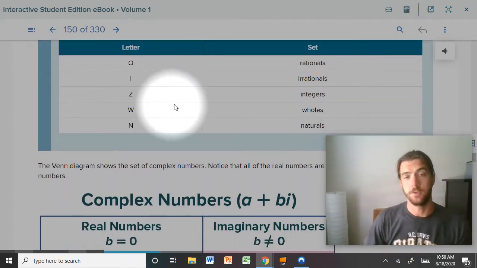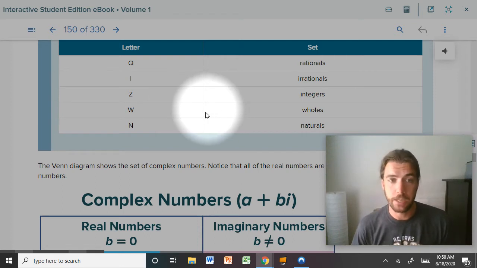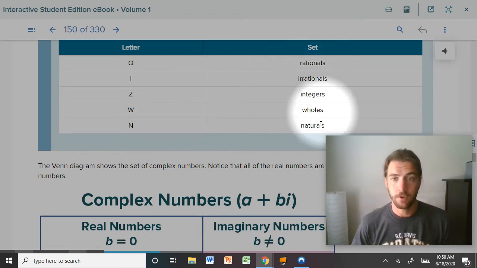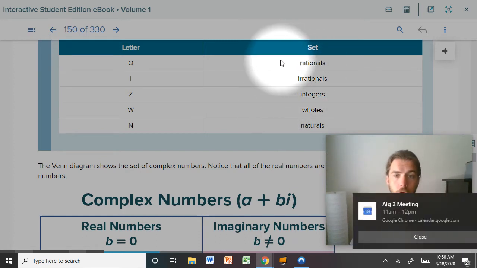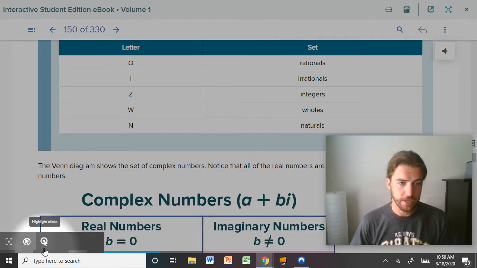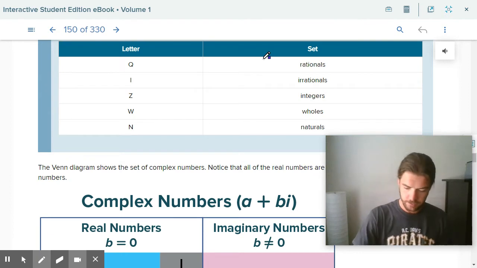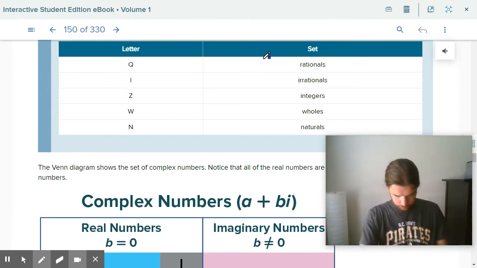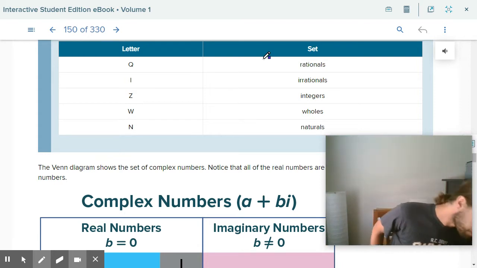Okay, we're going to take a moment to review what we know about number systems in general. There are things called natural numbers, whole numbers, integers, irrationals, and rationals. These are all what we call the real number set. So everything in here is a real number as opposed to being an imaginary number.